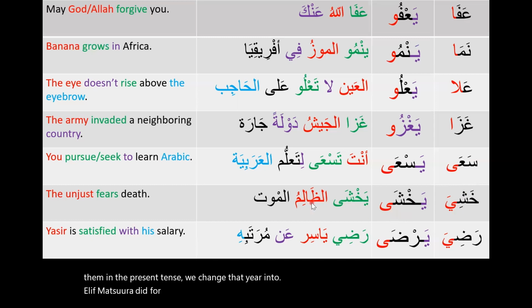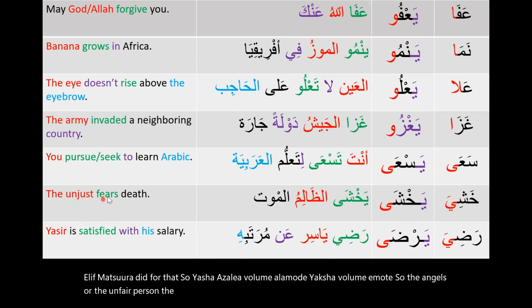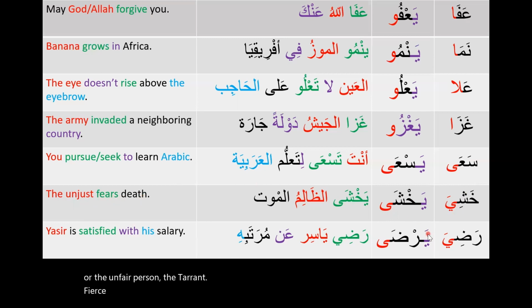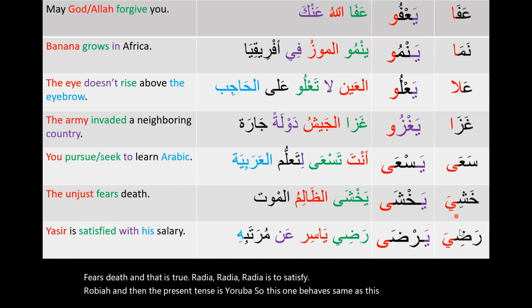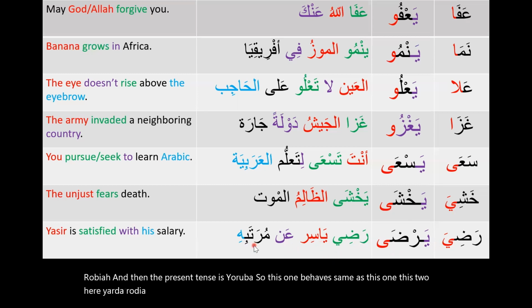So يخشى الظالم الموت. So the unjust or the unfair person, the tyrant, fears death, and that is true. رضي is to be satisfied, and then the present tense is يرضى. So this one behaves the same as these two here. يرضى. رضي ياسر عن مرتبه. So Yasir is satisfied with his salary.